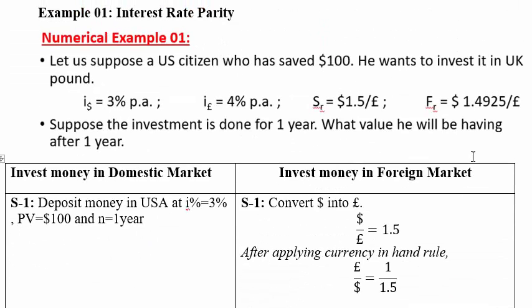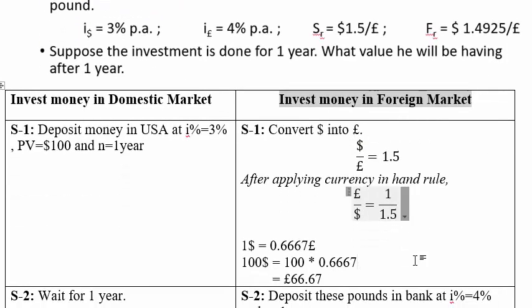What if he goes for the foreign market and plans to invest money in British pounds, not in dollars? Let's see what the situation will be there. First of all, as he has $100, he needs to convert this $100 into pounds first, because the 4% interest rate will be available on pounds, not on dollars.